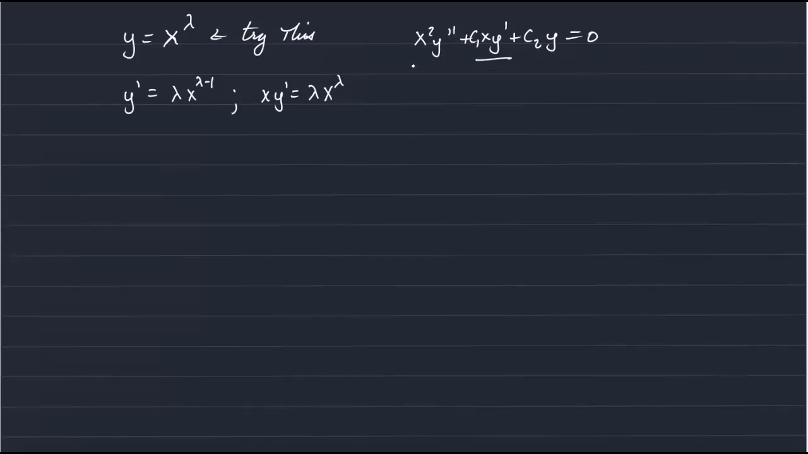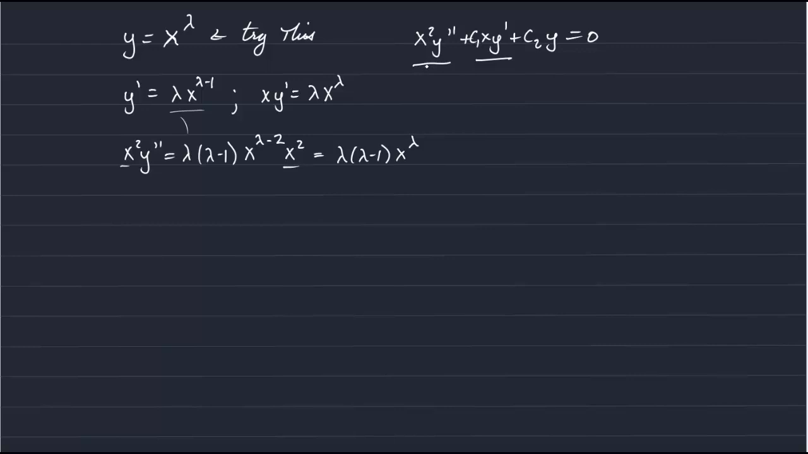And now the next term we need to evaluate is x squared times y double prime, and that's equal to x squared times the derivative of this. And so x squared y double prime is equal to lambda times lambda minus 1 times x to the lambda minus 2 power, because we have to subtract 1 when we take the derivative of lambda minus 1. And then that's all multiplied by x squared, as we've done here. And it turns out that this is equal to lambda times lambda minus 1 times x to the lambda.